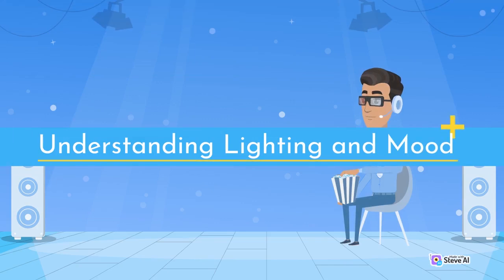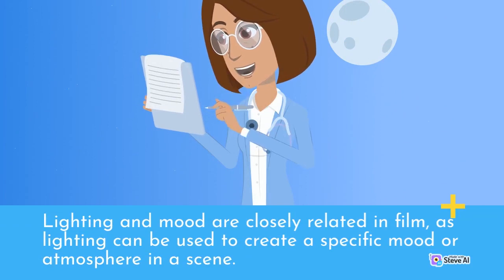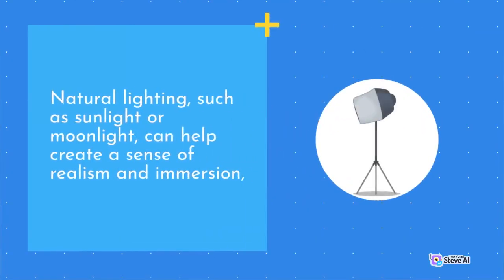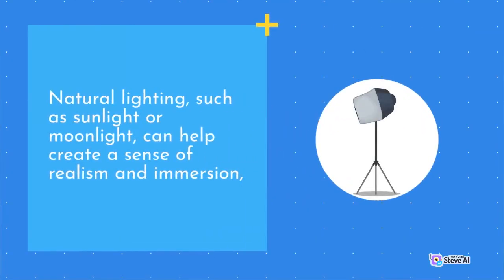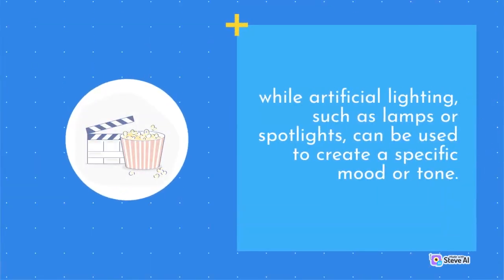Understanding lighting and mood. Lighting and mood are closely related in film, as lighting can be used to create a specific mood or atmosphere in a scene. Natural lighting, such as sunlight or moonlight, can help create a sense of realism and immersion, while artificial lighting, such as lamps or spotlights, can be used to create a specific mood or tone.